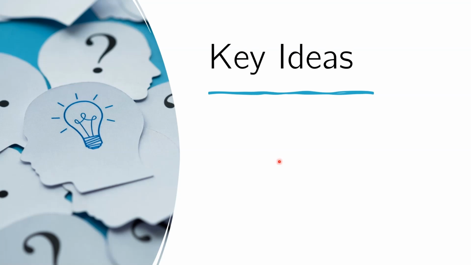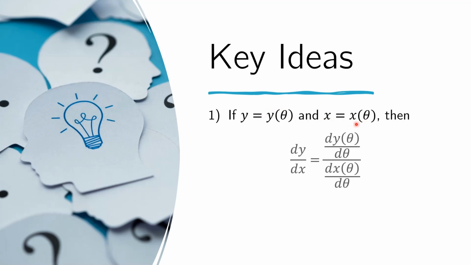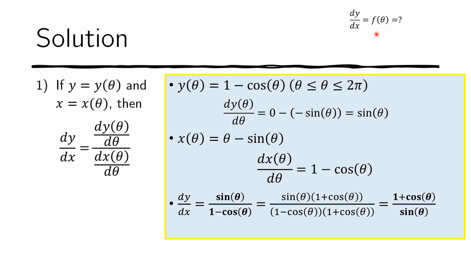This is a rather straightforward question. We just have to recall that if we have the parametric equation expressed as y equals y of theta and x equals x of theta, then dy/dx, or the derivative of y with respect to x, is simply the quotient of the derivative of y with respect to theta over the derivative of x with respect to theta. So we just want to look for dy/dx, and what we'll do is first look for dy/d theta, and then dx/d theta, and just get their quotient.